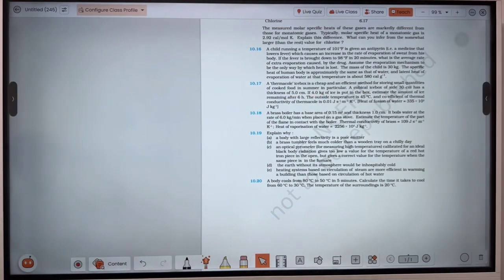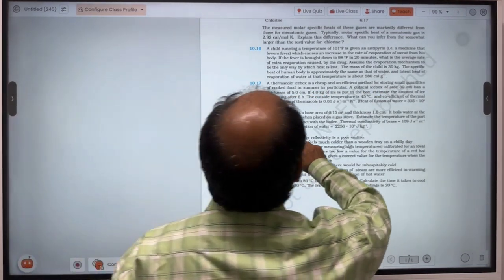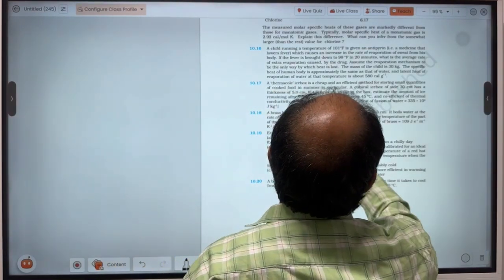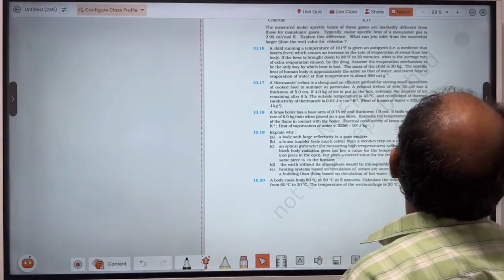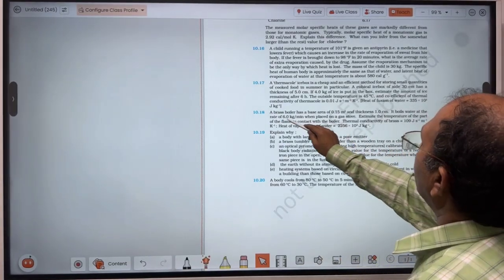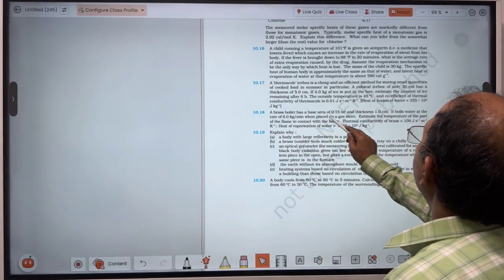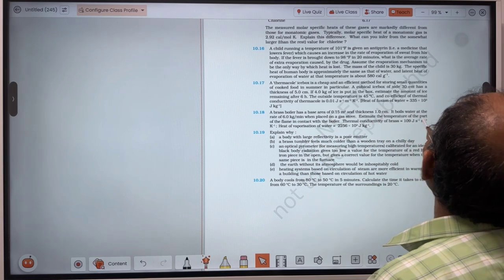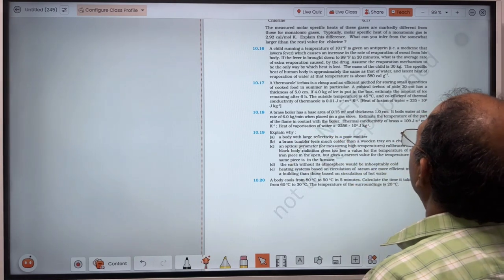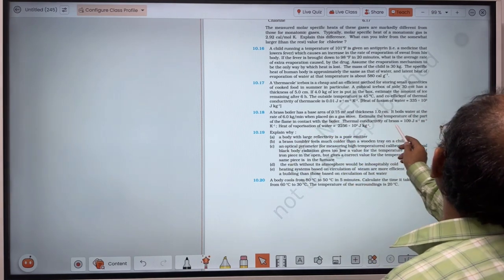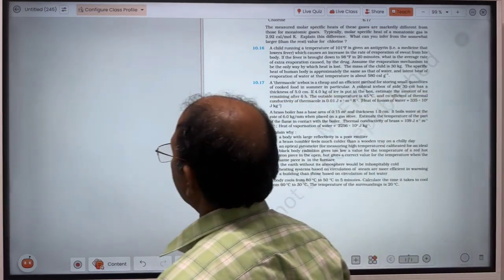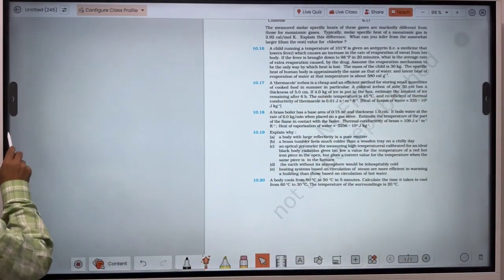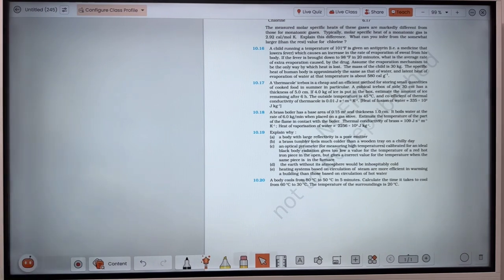Now let's see question number 18. A brass boiler has base area 0.15 meter square, and thickness 1 cm. It boils water at the rate of 6 kg per minute when placed on a gas stove. Estimate the temperature of the part of the flame in contact with the boiler. Thermal conductivity of the brass is given. Heat of vaporization of water is given. Again same question, so same concept we are going to use.